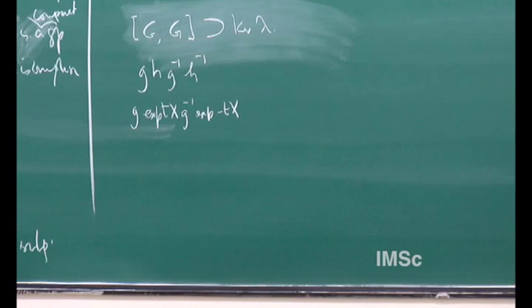What do we want to prove? I want to say that [G,G] contains kernel lambda. We have already shown that its closure contains kernel lambda. Sure, we have to show that. Yeah, in fact, in the PID case, g exp(tX)... if I look at g h g inverse, it looks like this.